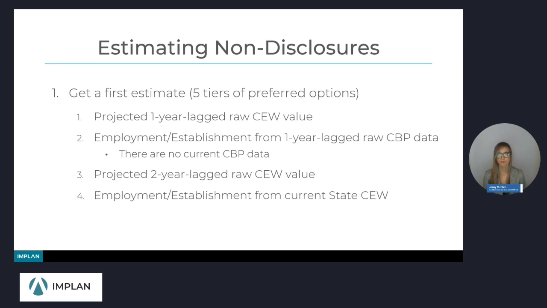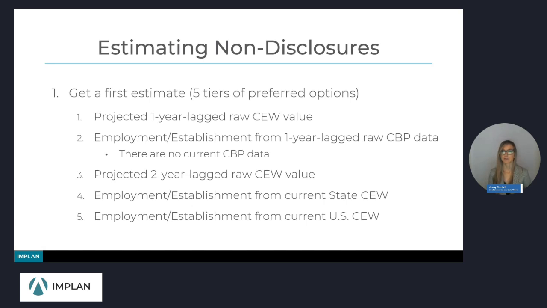If the state's value is not disclosed, then we'll use the US ratio of employment per establishment in this NAICS code multiplied by the county's establishment count. Because remember, the US data are, for private ownership at least, always disclosed. And so we know that if we've gotten to our fifth tier here, we are guaranteed that we have a first estimate, because US data are always disclosed. So that's our last choice, but it's our fallback.